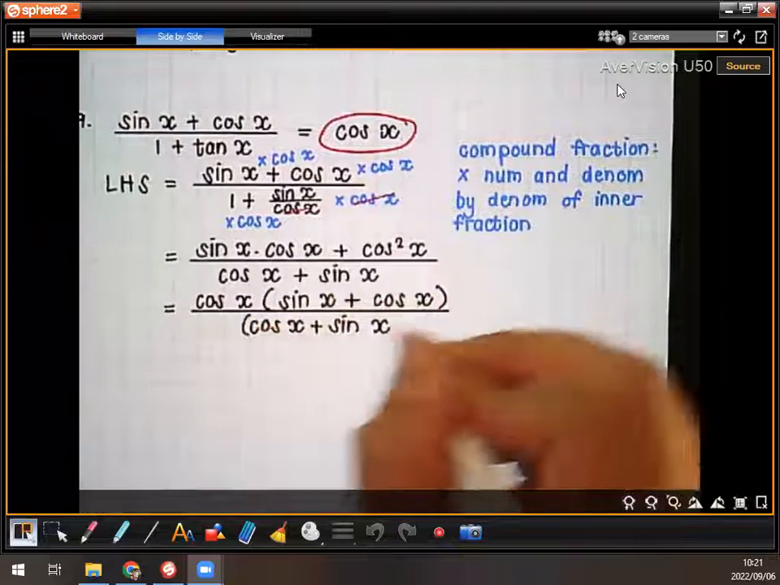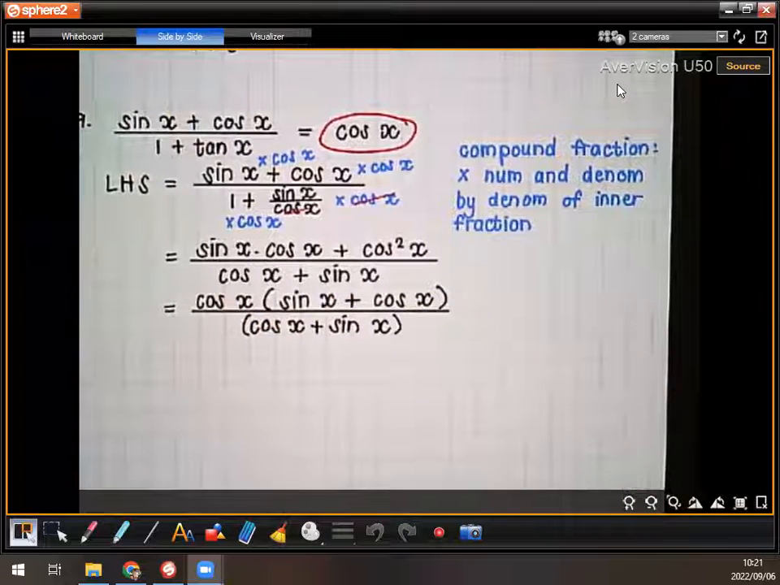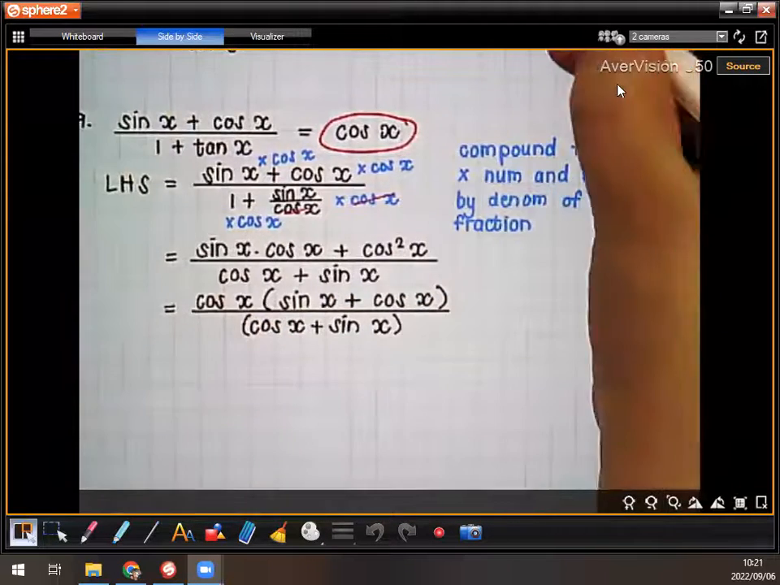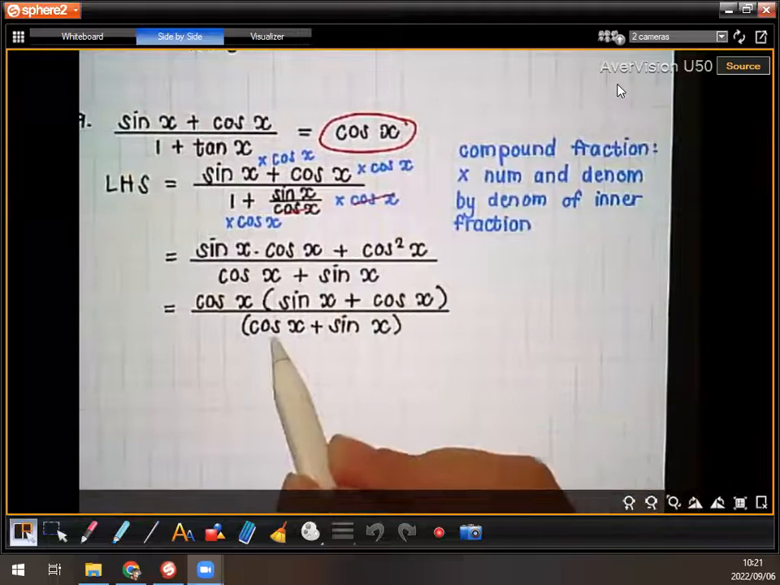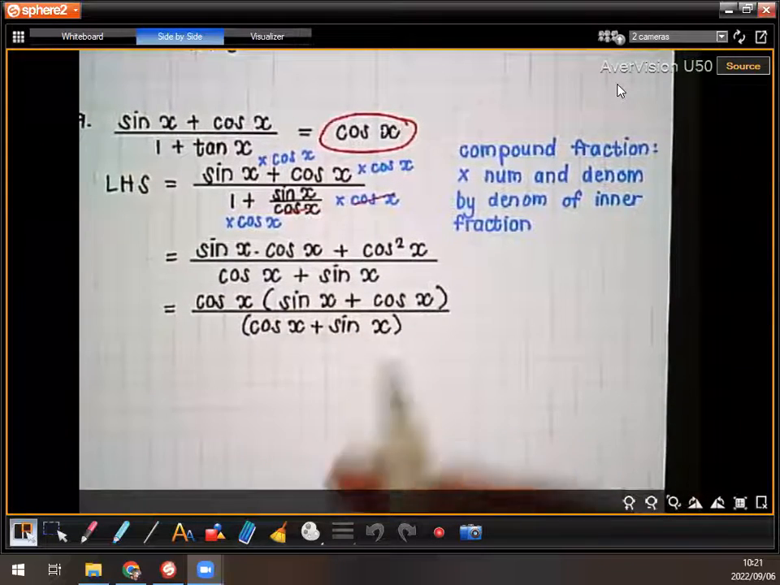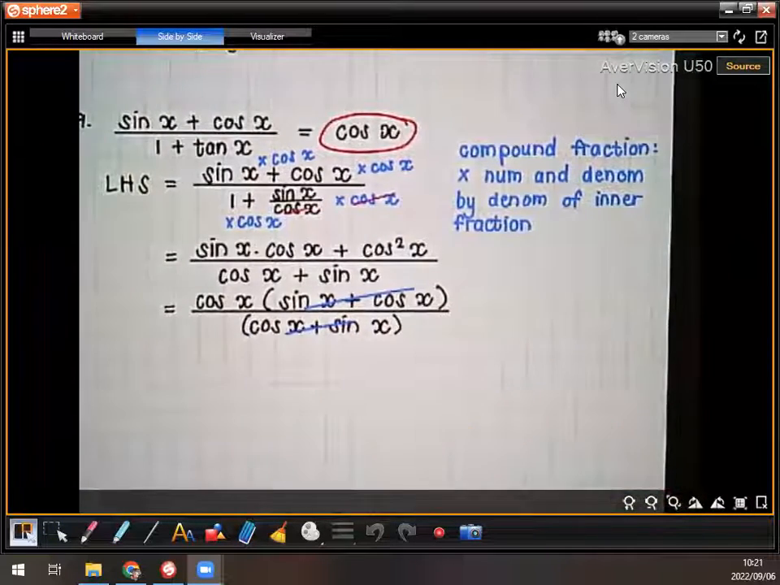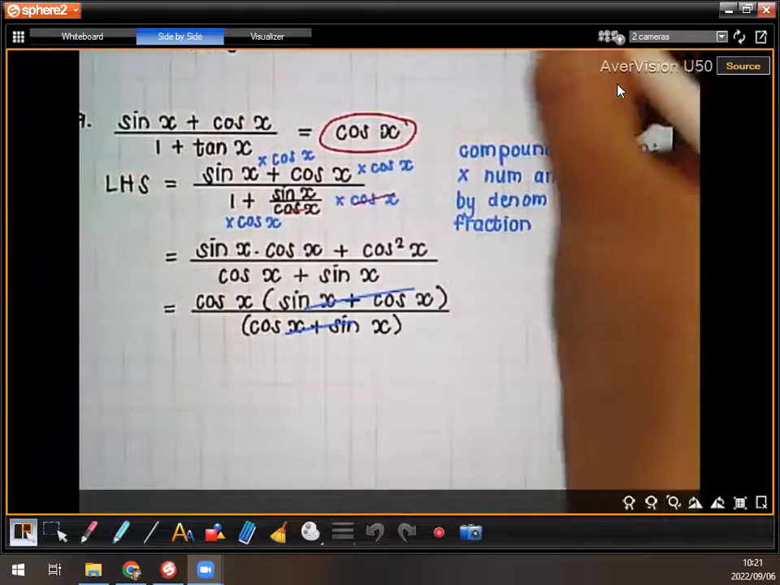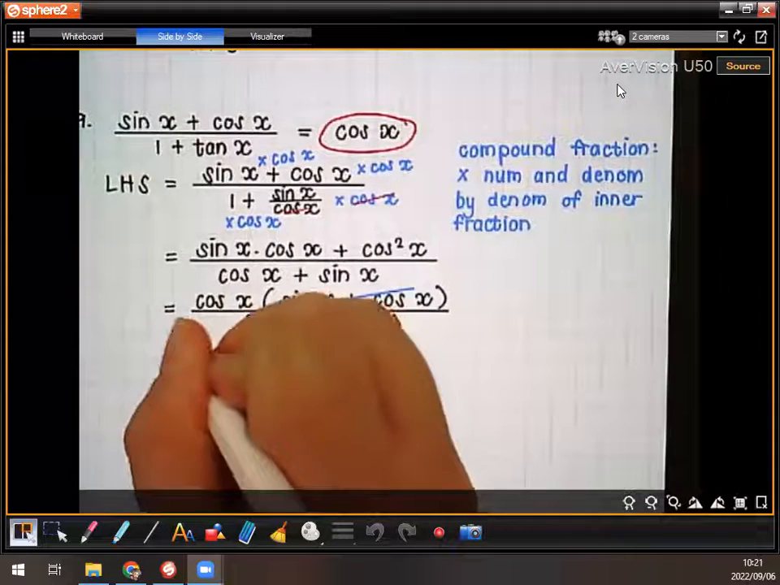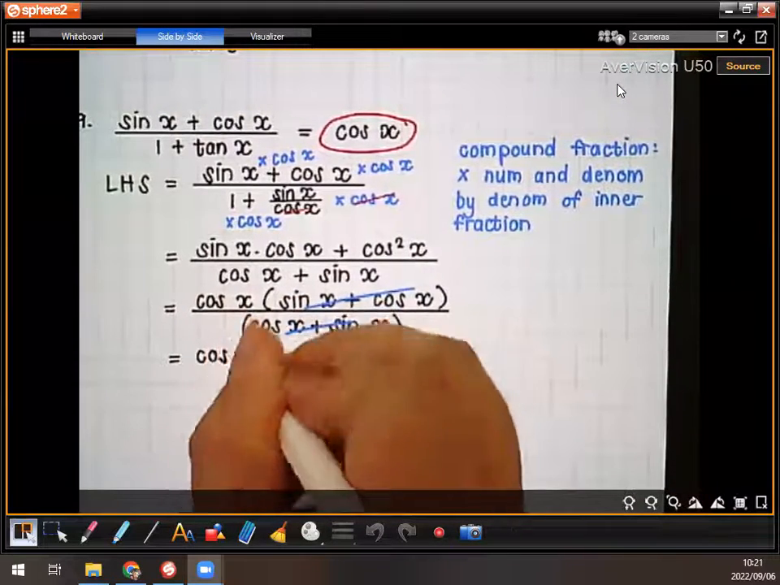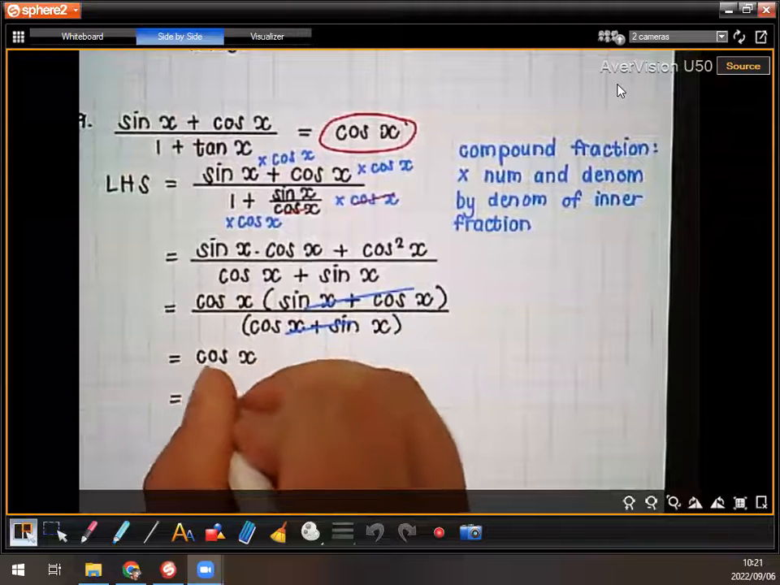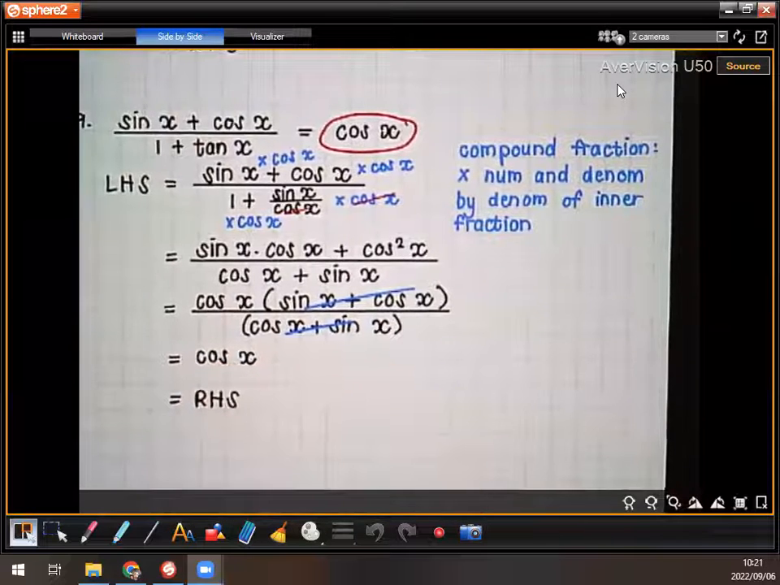We can just put brackets around here, hey? Group it as one term. What's happening there? Sin x plus cos x is the same as cos x plus sin x. So we can cancel out those two brackets. And what am I left with, guys? Cos x, which is what I did have on the right hand.